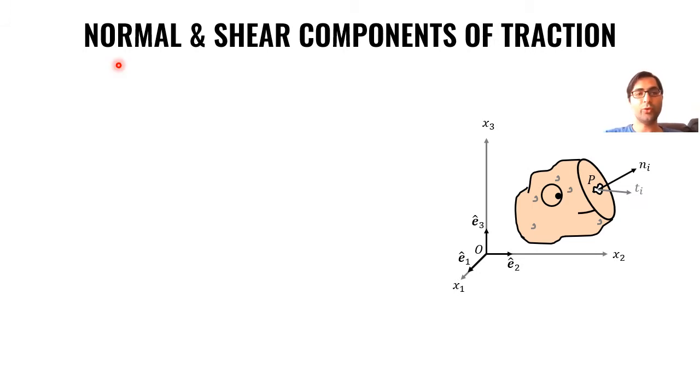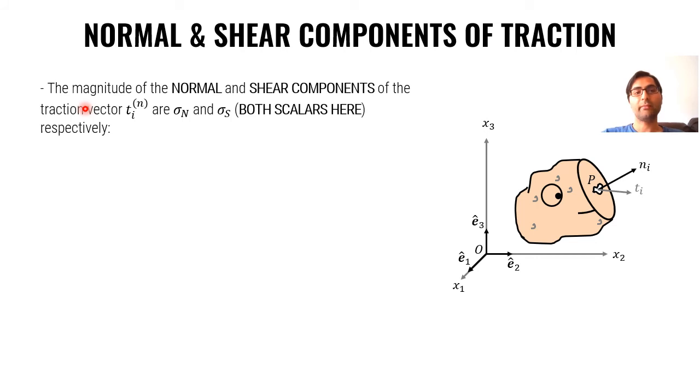We can define normal and shear components of the traction vector on a surface. The magnitudes of the normal and shear components of the traction vector T are called sigma n and sigma s. Both are scalars here. So if the traction vector is T, the shear component is parallel to the surface and the normal component is normal to the surface.